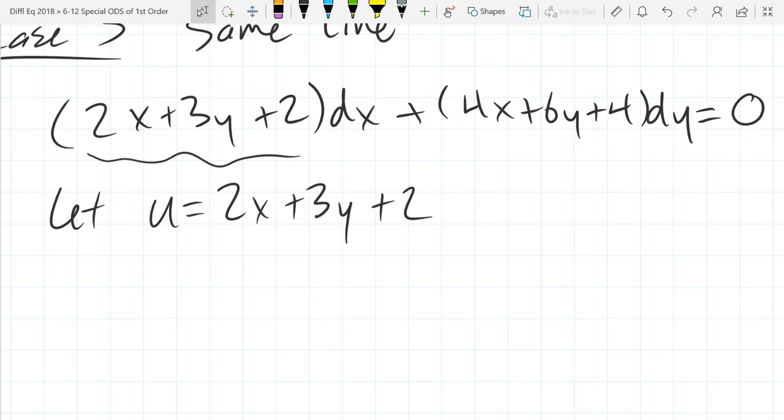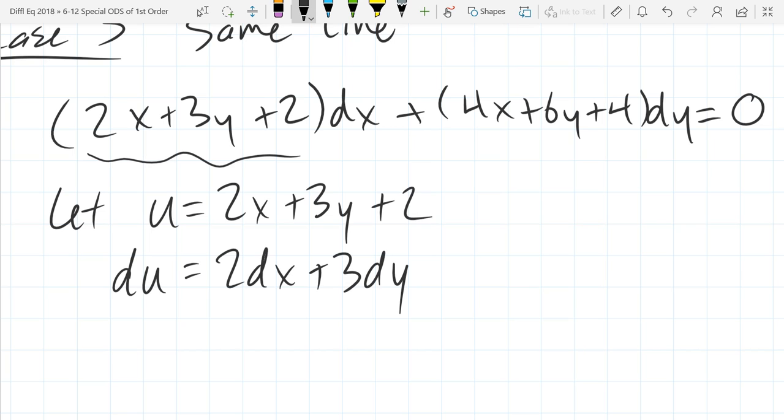All right, so we got u is 2x plus 3y plus 2, and we're going to have to sub out the d. We're not going to have any x's and y's, so let's go ahead and compute du right now. So we got 2dx plus 3dy. We need to get this down to two variables. We're going to have a choice. We can either eliminate x or eliminate y.